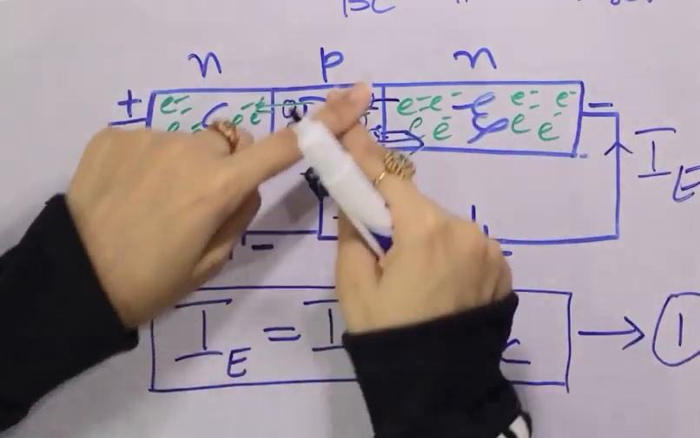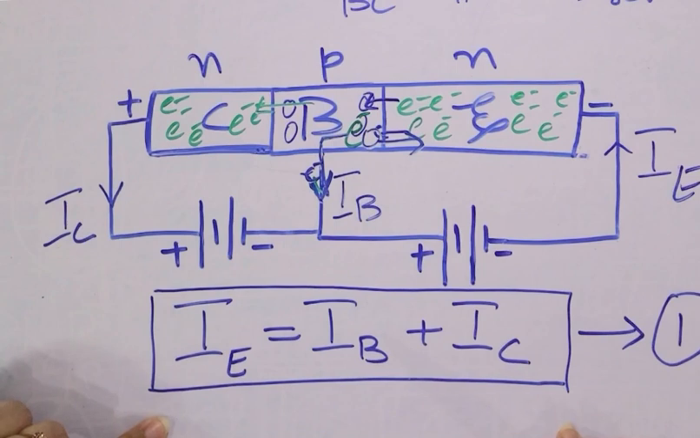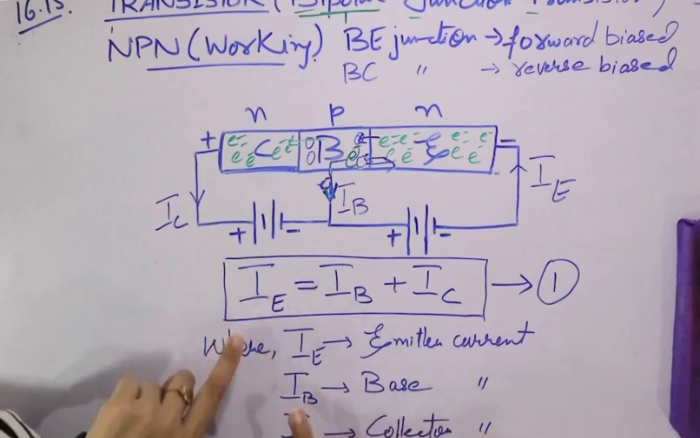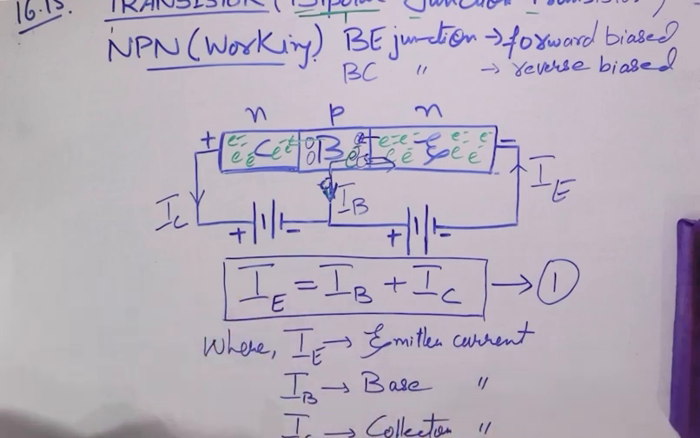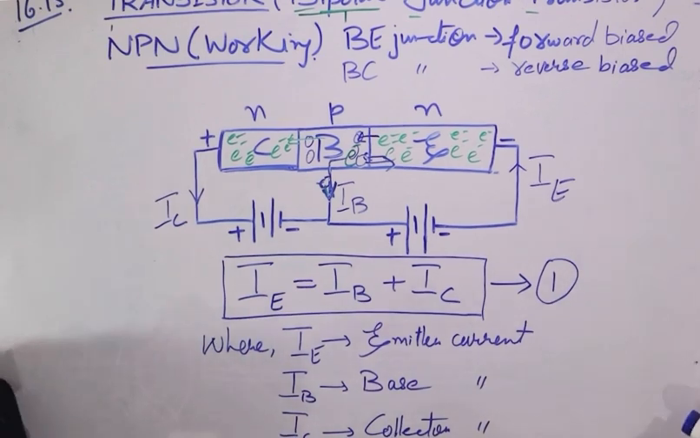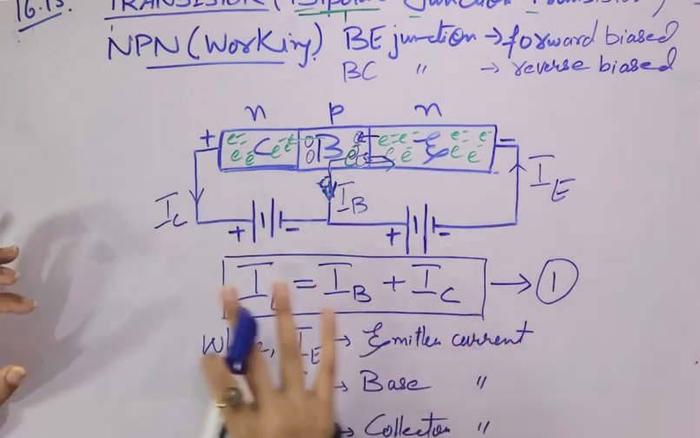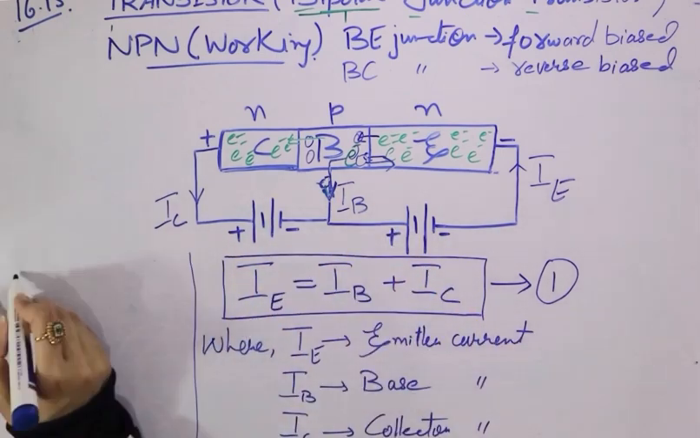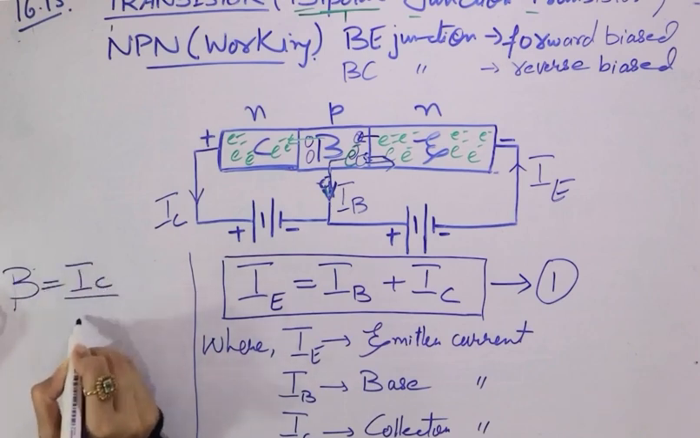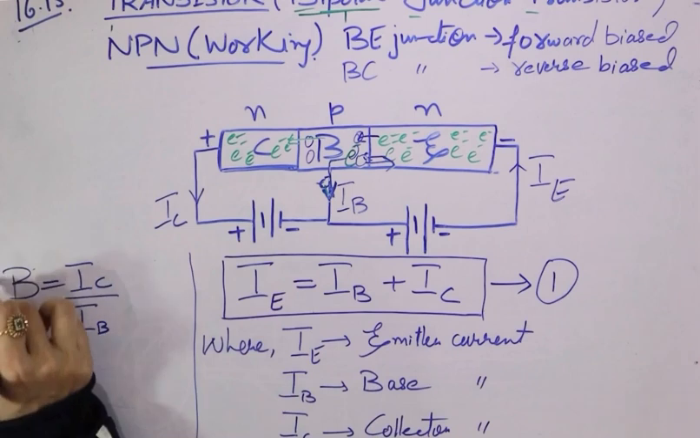From this working of our NPN, we form this equation, very easy straight mathematical equation that says that IE is equals to IB plus IC. Equation में you see that IE actually refers to emitter current, IB refers to base current and IC means your collector current. एक और जो important equation होती है for your NPN transistor, and that is your beta is equals to IC over IB.